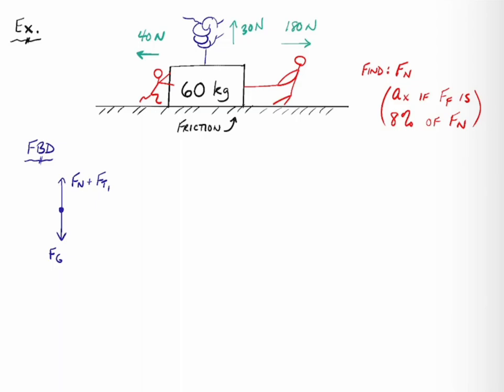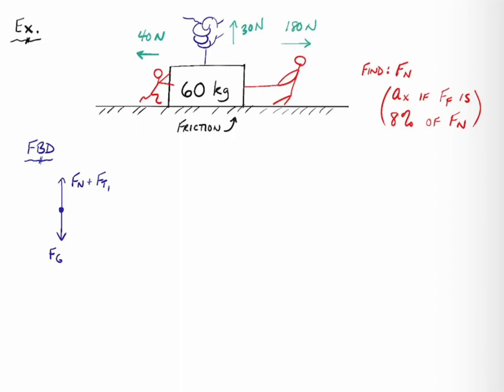So those are both going upwards. The normal force and the force of tension are both going upwards. So I have two positive forces in this case. It's not just the normal force. It's the normal force and the force of tension. There are no other vertical forces in this situation.